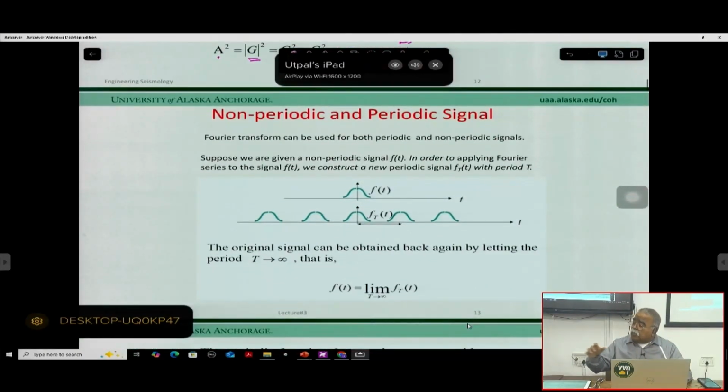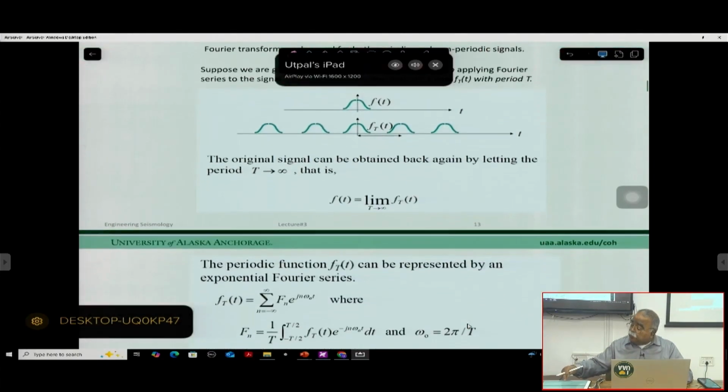Now, there are periodic spectra and there are non-periodic spectra. The periodic spectra means whenever the spectra repeat after a regular interval of time, then we call it a periodic thing. And if it is not, then it's a non-periodic spectrum, right?